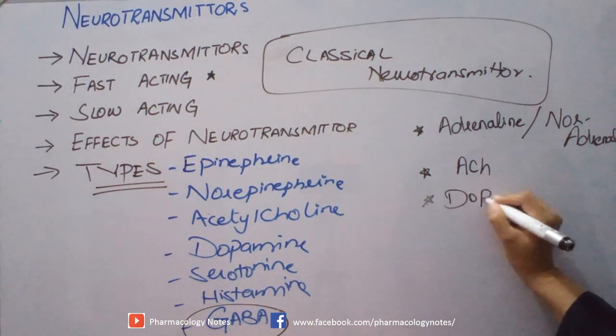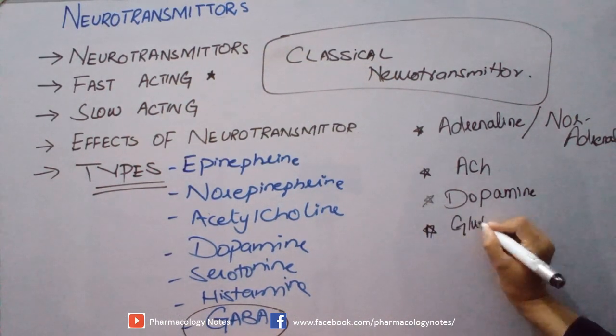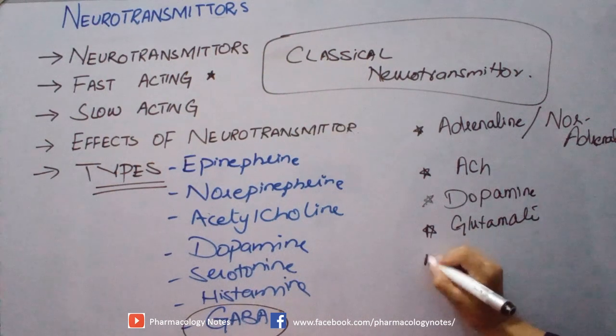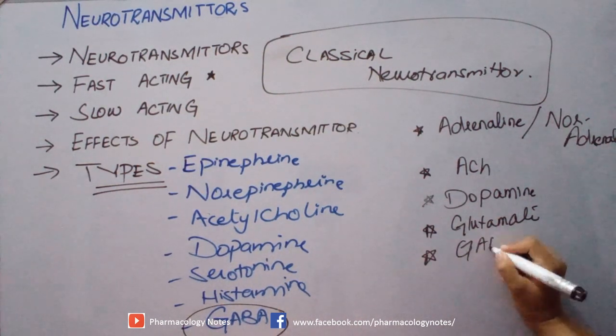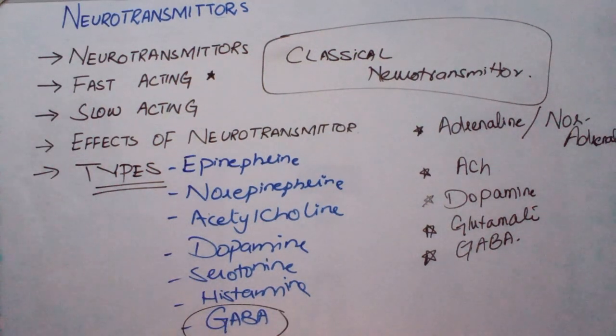Then dopamine, glutamate, and gamma-aminobutyric acid. These neurotransmitters are termed classical neurotransmitters. So hopefully it's clear what a neurotransmitter is, which is used for neurotransmission. All those neurotransmitters which act very fast, in 1 millisecond, are termed fast neurotransmitters, while those which show their action slowly are termed slow-acting neurotransmitters.